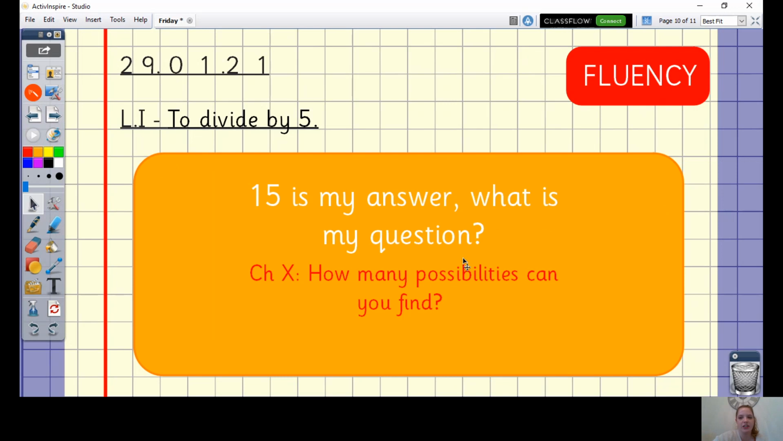So finally then, to look at our fluency number sentence today. Now this is a bit more of an open-ended question to see how many different possibilities you can find. So 15 is my answer. What is my question? So what could your number sentence be to have 15 as your answer? Remember, it can be any operation you like. It can be addition, subtraction, multiplication, or division. I want you to see how many different possibilities you can find.